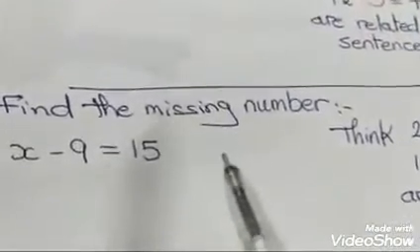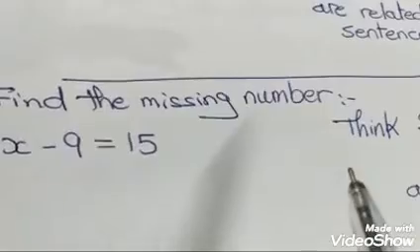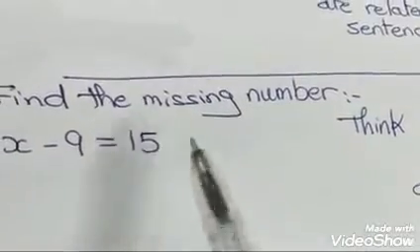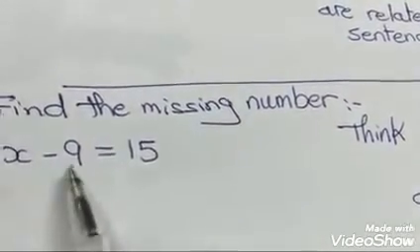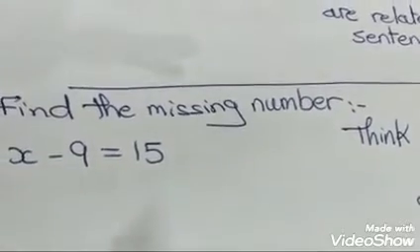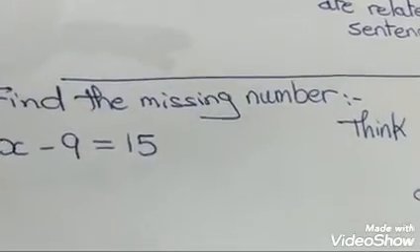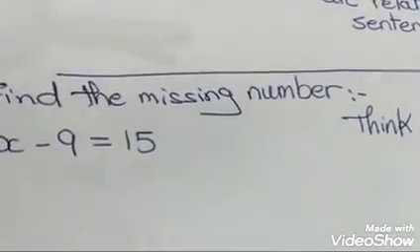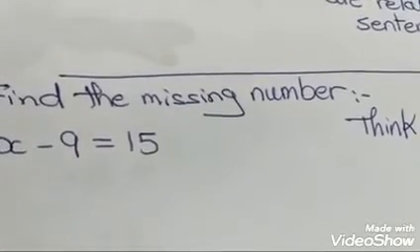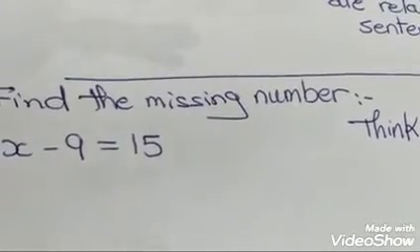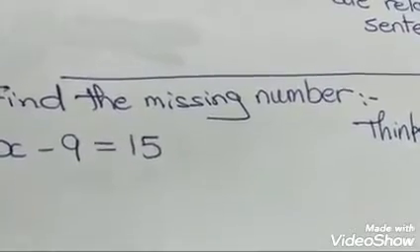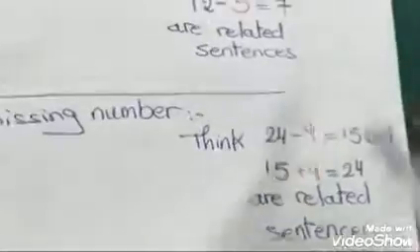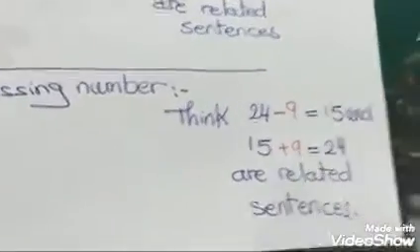Now, this is for addition. How can I undo the subtraction? Find the missing number: x minus 9 equals 15. Now I have to think, what is the number that I can subtract 9 from to get 15 as a result? It's 24. So 24 minus 9 equals 15.